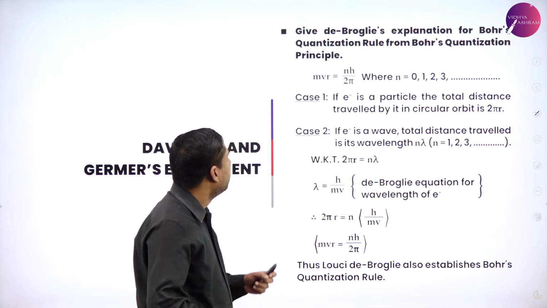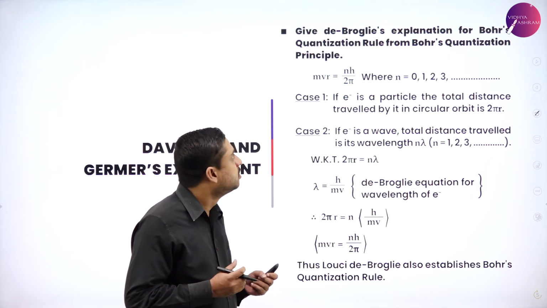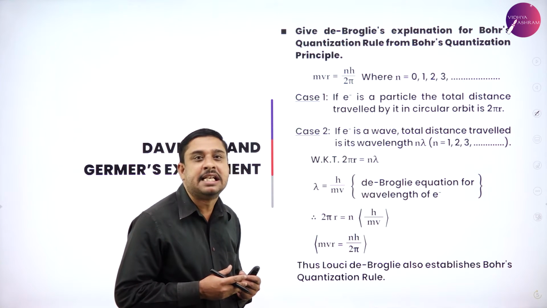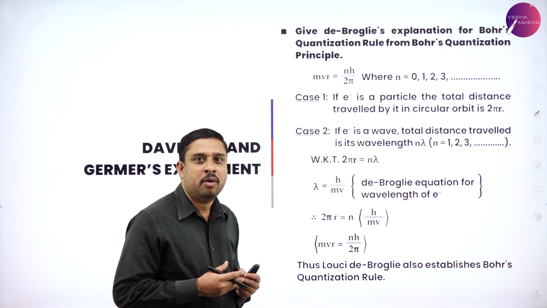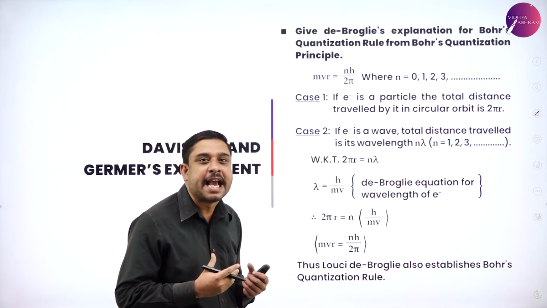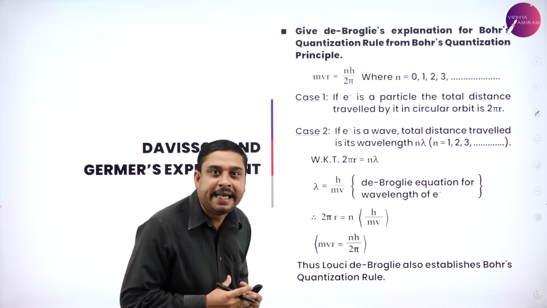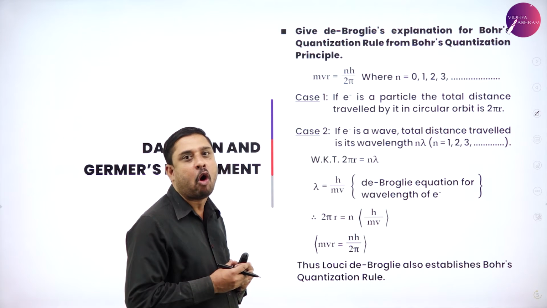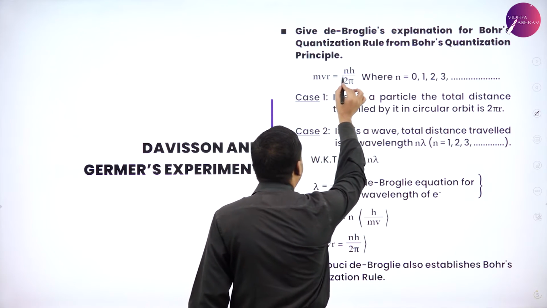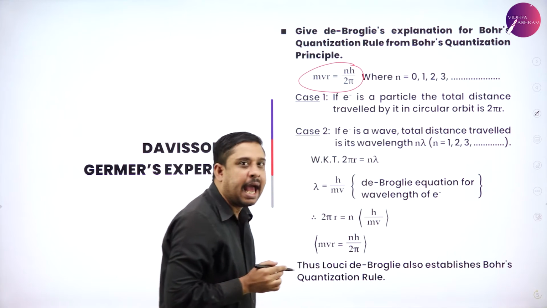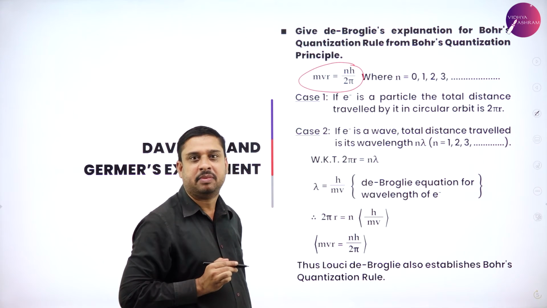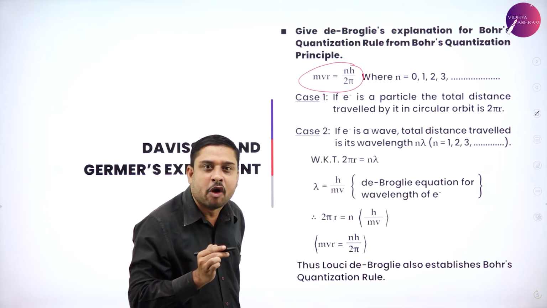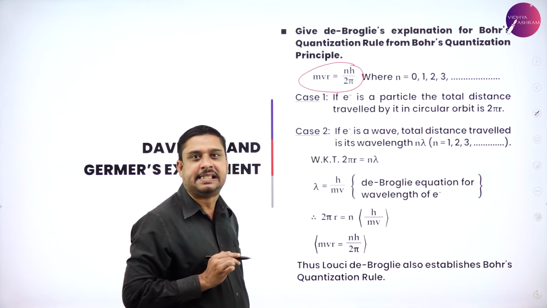Now, we will understand de Broglie's explanation of Bohr's quantization rule. Bohr's quantization of angular momentum as explained by Louis de Broglie. Now, we understand the angular momentum of any electron in a stationary orbit is quantized.